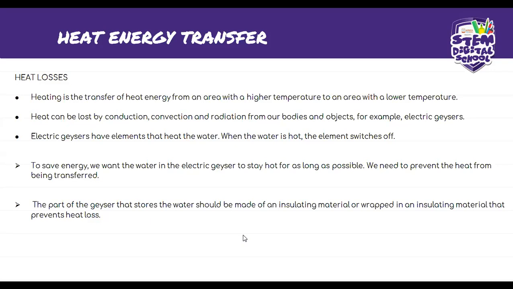Okay, so you heard that. So the geyser is supposed to be designed in such a way that after it heats the water, it keeps the water inside and still hot. All right.